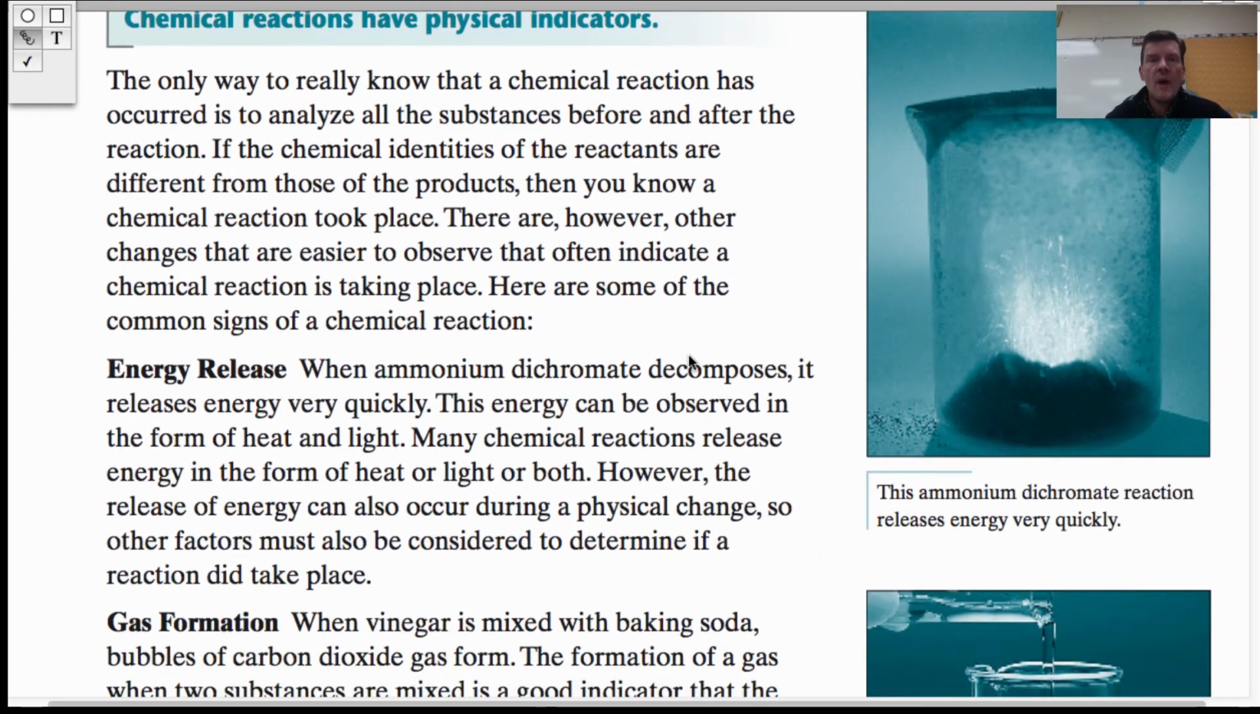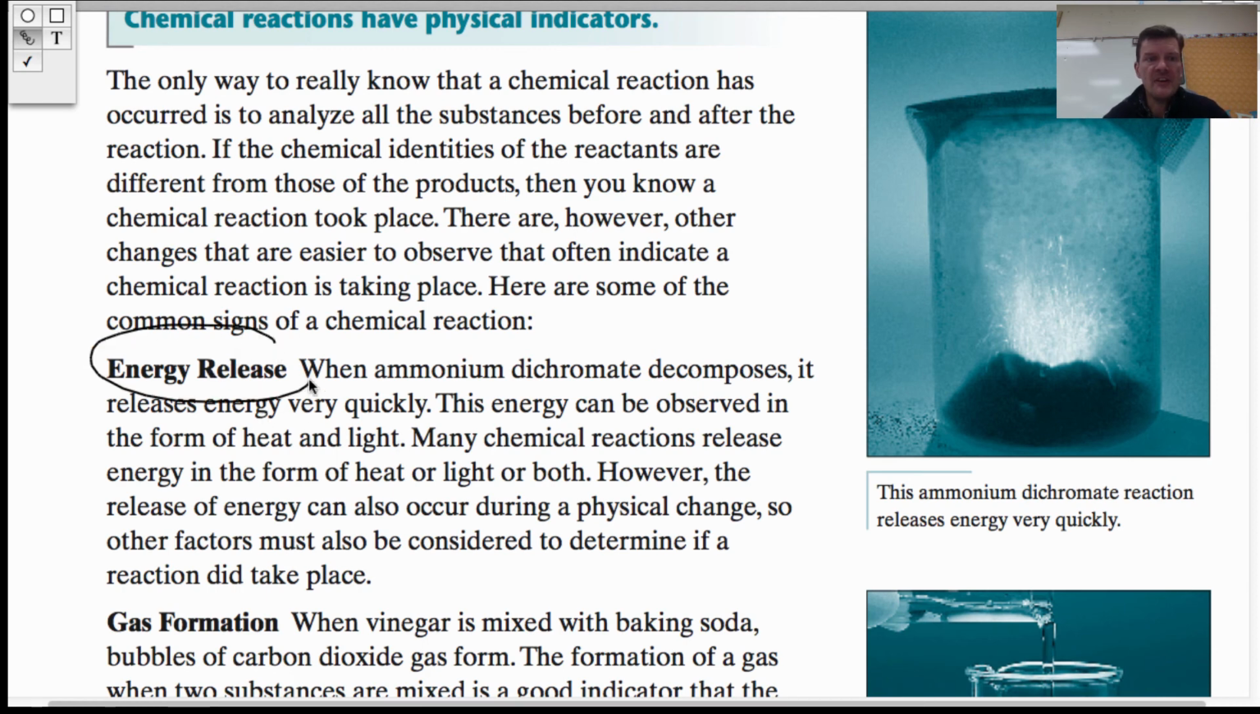Now, when you have a chemical reaction, there are some ways that you can make an observation and say, hey, I wonder if a chemical reaction really occurred, because sometimes we can't really see what's going on. So there are some indicators that we look for, some observations that we can make to maybe give us a clue whether a chemical reaction is occurring or not. It's not a guarantee, but many times these indicators are good clues that a chemical reaction is occurring.